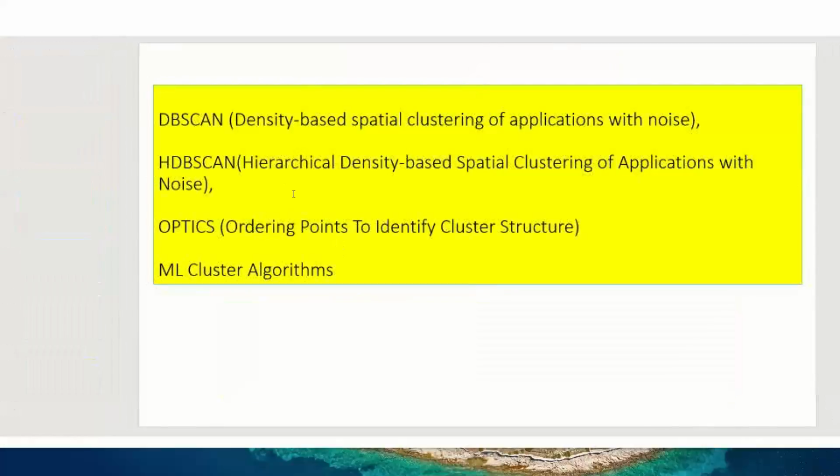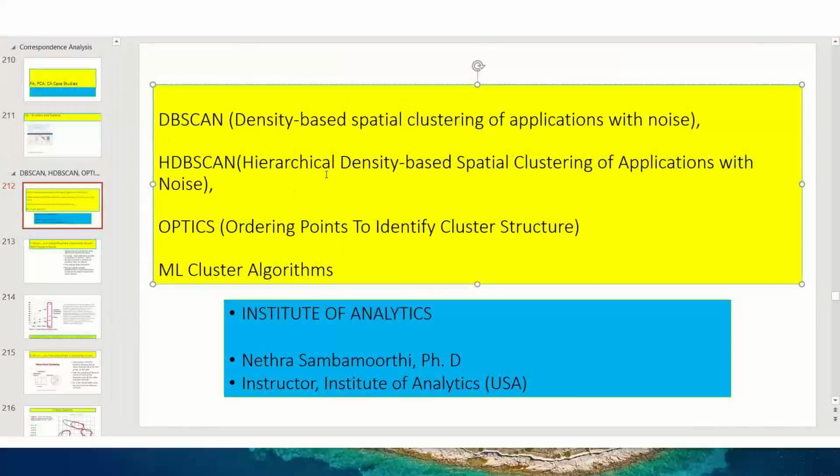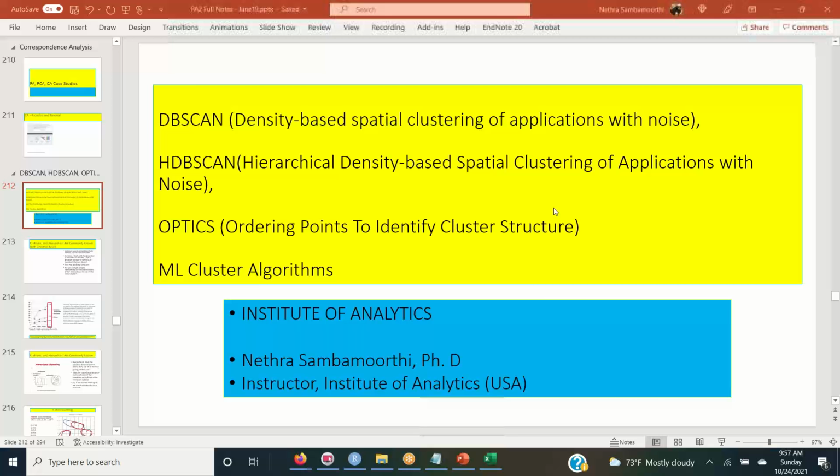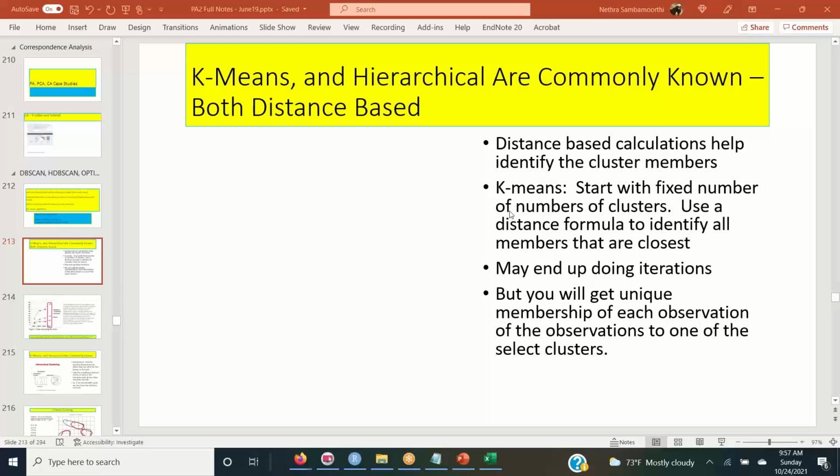Now, are we ready to go to the clustering, DBScan, HDBScan, OPTICS? Yes, sir. Super. Okay, so let's do that. Remember, that was good. The review was good. Then I'm able to connect a little more. Yes, I'm telling you, the review is very, very important.